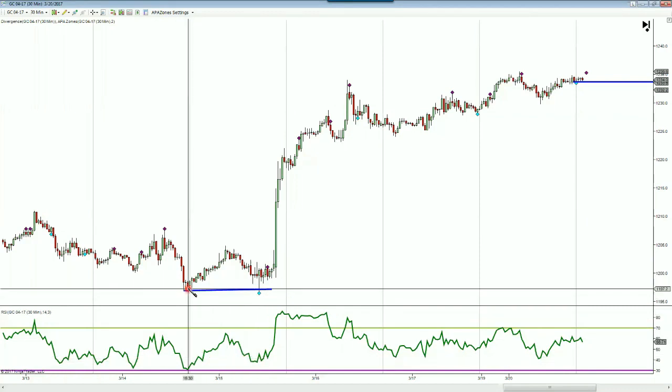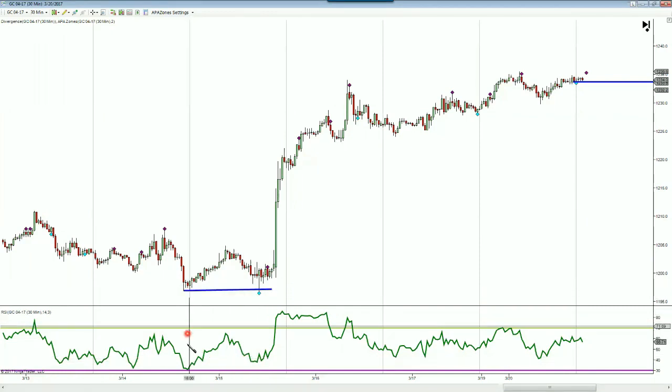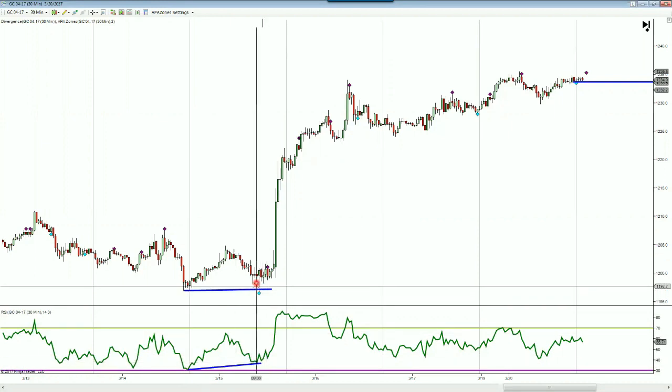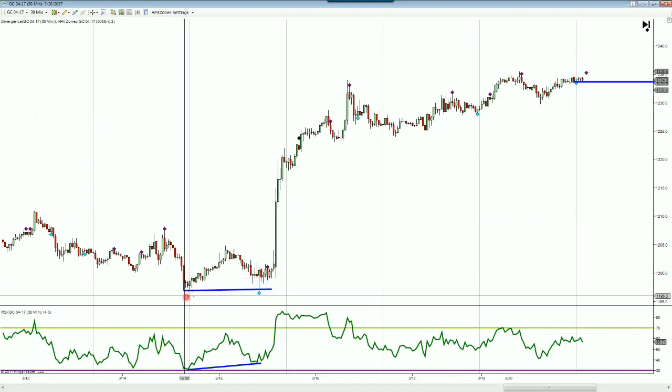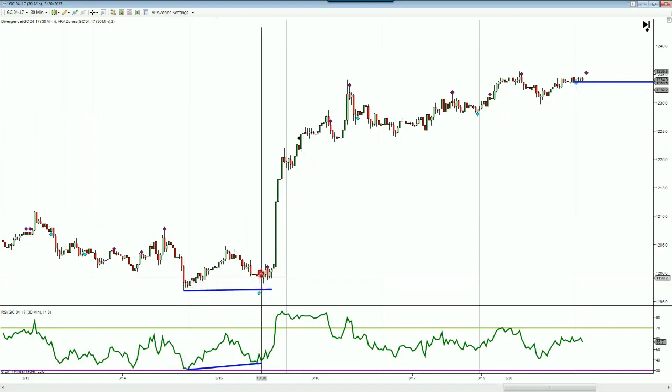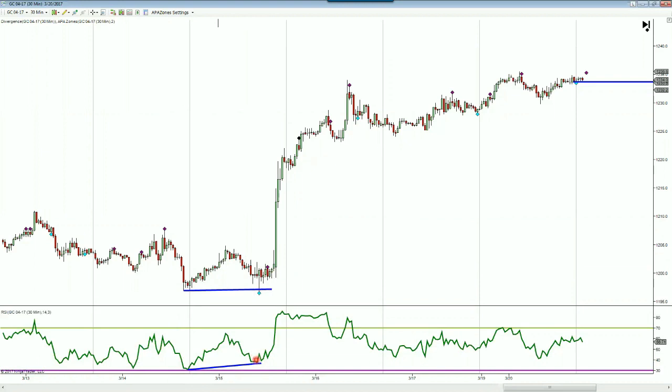So for instance, you can see that we had a low down here touching that purple line, and over here we have a new low that is actually below this previous pivot right there, but the RSI says that we are actually making a higher low. So that is divergence right there, which plots out on this bar.